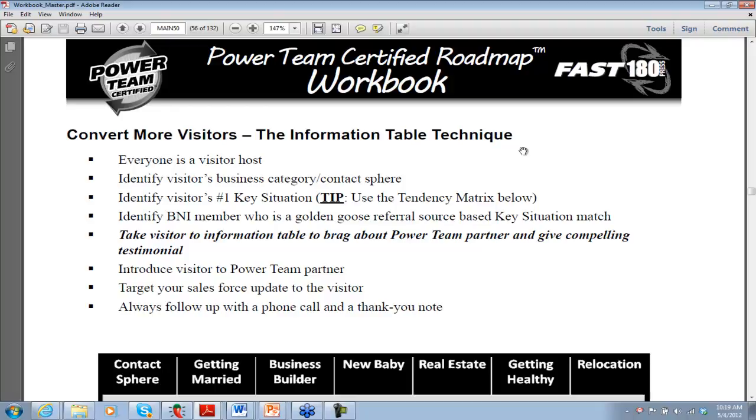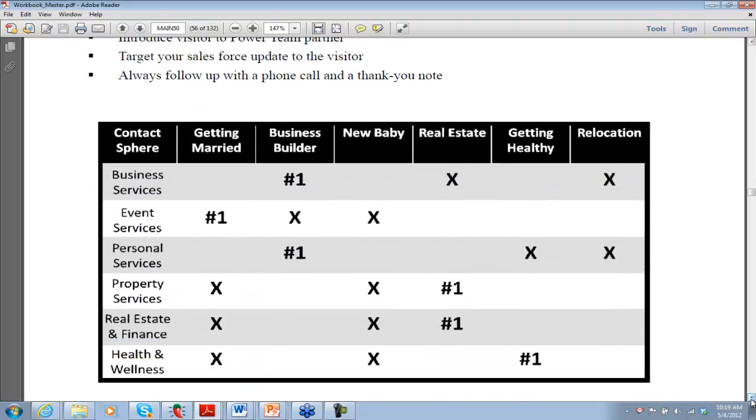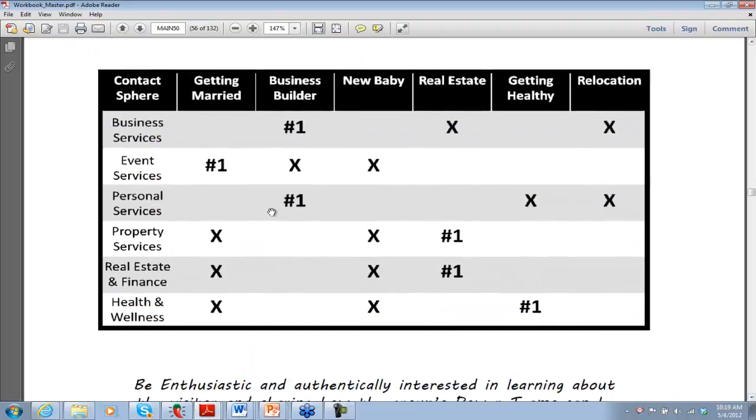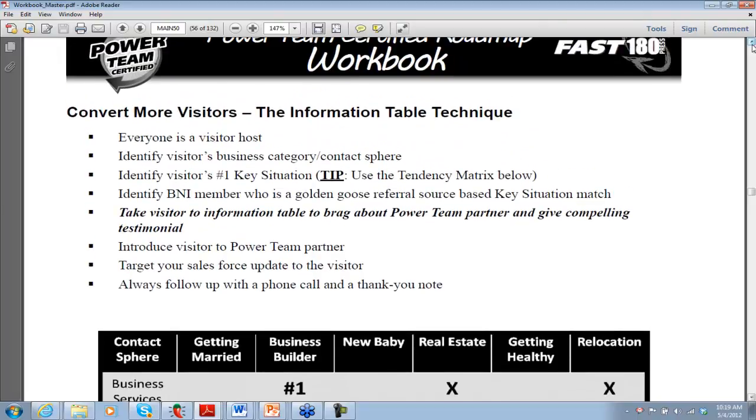But what you want to do as the visitor host is identify the visitor's business category and contact sphere. What business are you in? Obviously if there's a conflict with a current member, this is where that gets filtered out. But assuming that it's an open business category, you move on and say, okay, you are in event services, all right? And we can use our old friend, the tendency matrix, and say, okay, you're in event services. Your number one key situation might be getting married, and you can also be relevant to the business builder or the new baby key situation. So this is a note that you're taking because you know how to use the system.